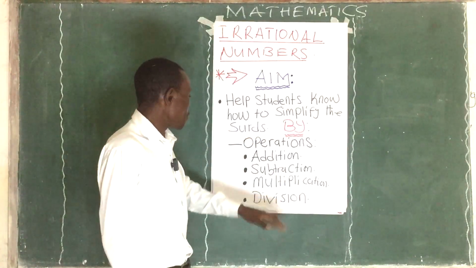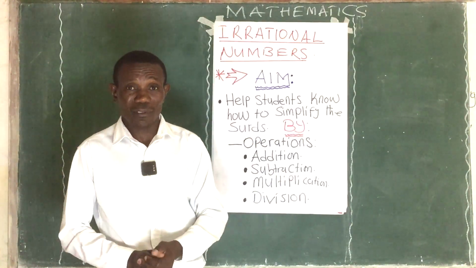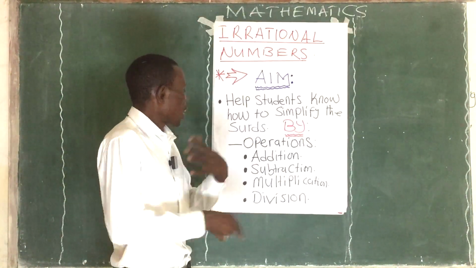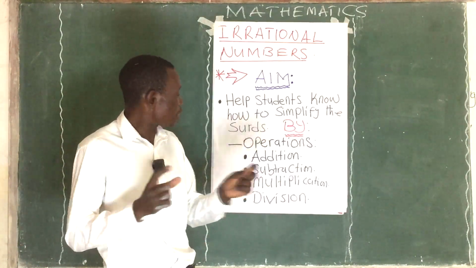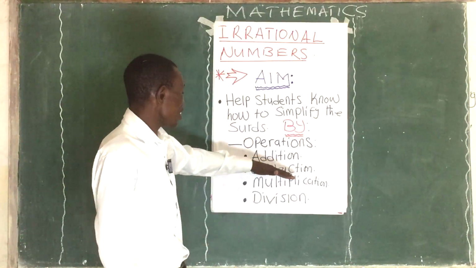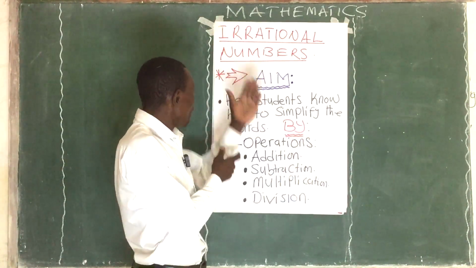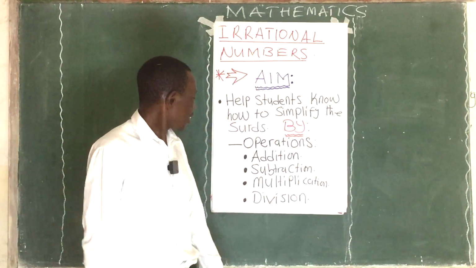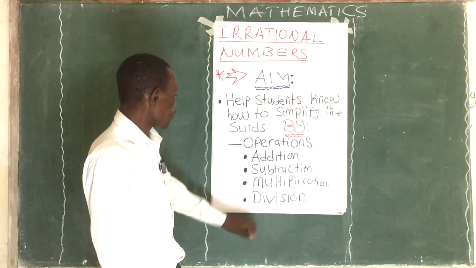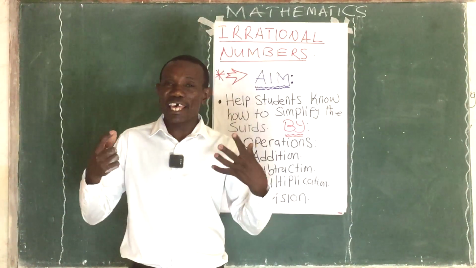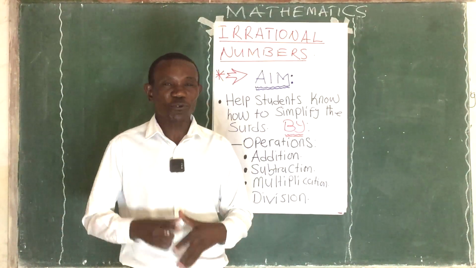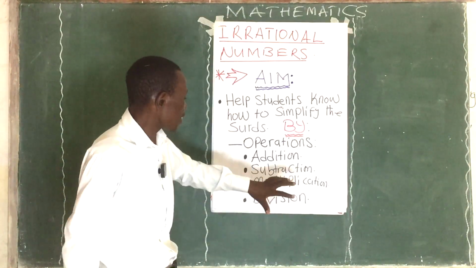So it would be like, do you know how to add the surds? Secondly, by subtraction. You should be in a position to know how to subtract the surds. So it means somewhere we need to discuss what surds are in the irrational numbers. Then we also need to discuss how you can multiply the surds.